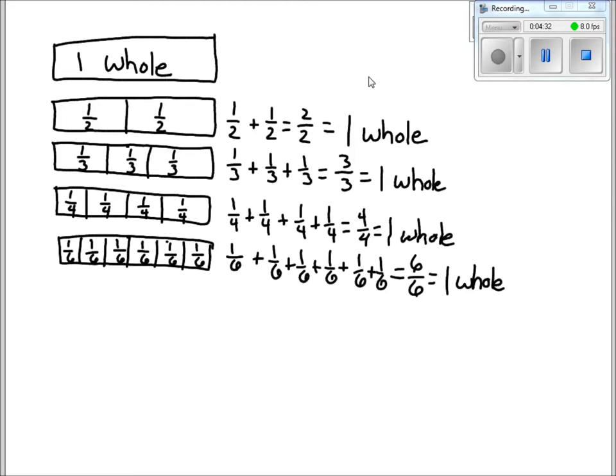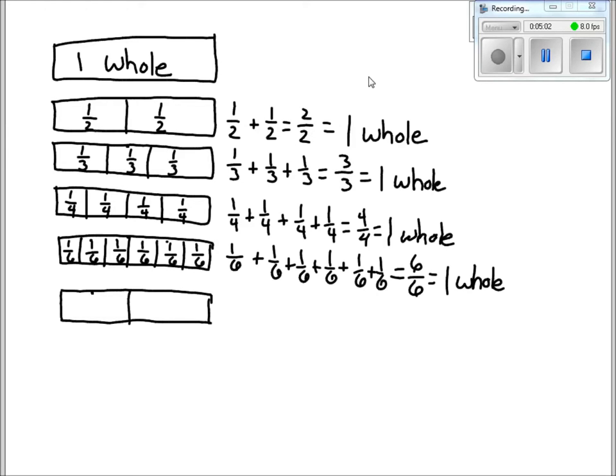All right, let's compare one more. So first, I'll start by drawing my whole. And again, I'll make sure that it is exactly the same as the one above it that I'm comparing to. And find the middle. And let's go with eighths this time. So I found my middle. Now I need to divide each one of those sides into four.